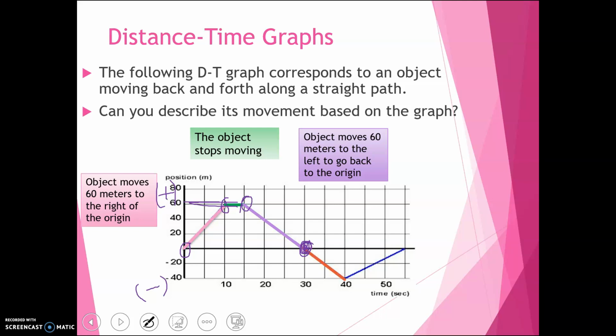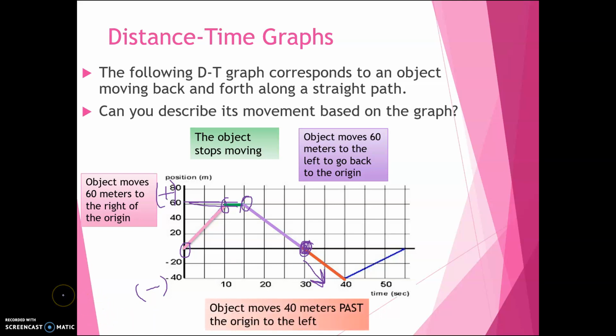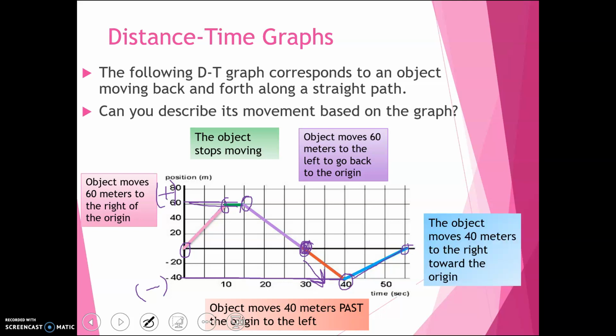However, you can see in the next segment, this red line, that the object moves past the origin. So the object continues moving to the left. And it even goes 40 meters to the left past the origin. All right, in our last segment, this blue line, you can see that the object travels from the -40 mark all the way back to the origin. And because it has a positive slope and it's moving back towards the origin, it's moving towards the right.